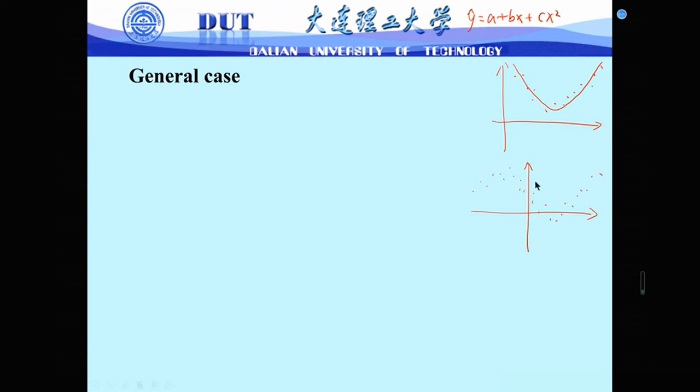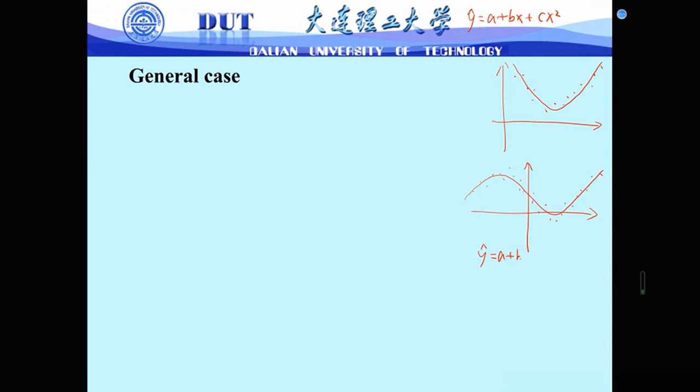Now you see, if the data points look like this, a parabolic curve is not enough. You cannot use a parabolic curve. If you use a parabolic curve like this, look at this part, the data points with the big arrow. In this case, it's better to use a curve like this, around this curve. Now in this case, we can use a cubic polynomial.